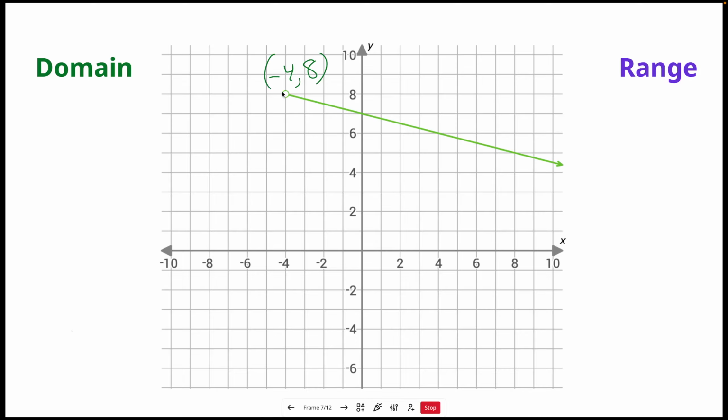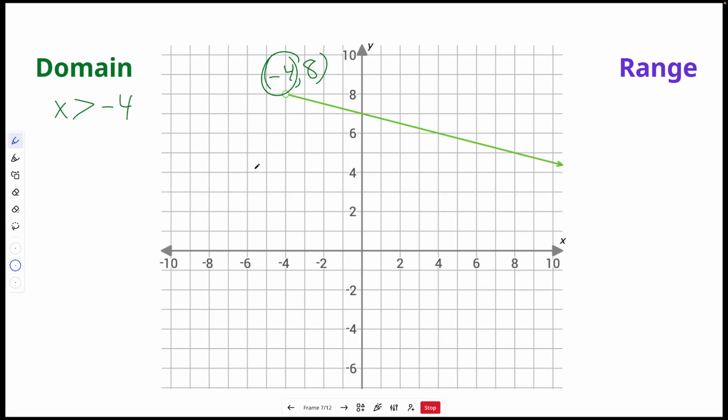And so the domain, let's look at the x values, that'd be -4. The domain starts at -4 with an open circle and goes to infinity, right? Keeps going to the right. That's what the arrow means on the graph. So it keeps going to the right, keeps going up and up and up. So we say that x has to be greater than -4 because x values are increasing.